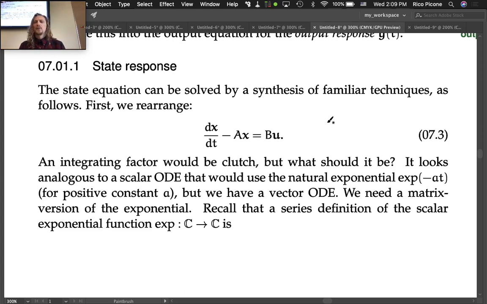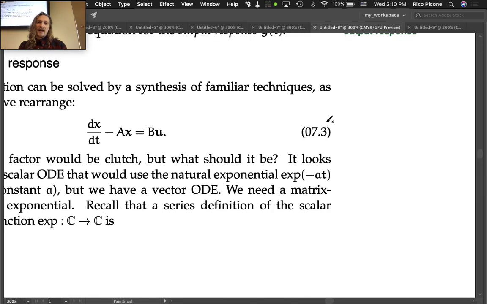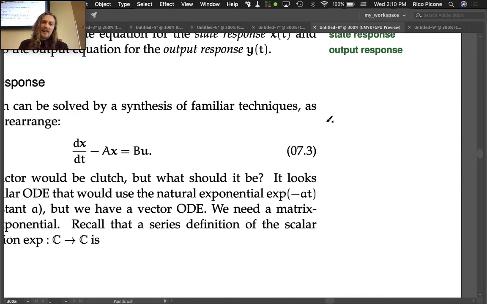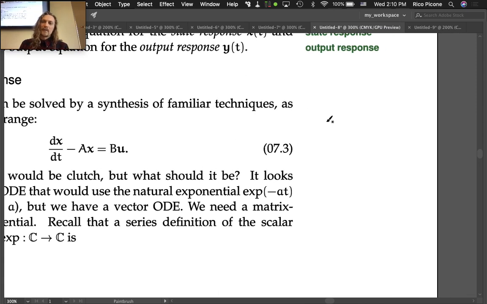An integrating factor would be clutch, but what should it be? Integrating factor might be something that you're a little rusty on. It's something that was brought to you by differential equations class, and you might have seen it in this context. I'm going to do it on the sidebar here. So imagine you had a scalar equation, dx/dt minus scalar a x equals scalar b u, all scalar.